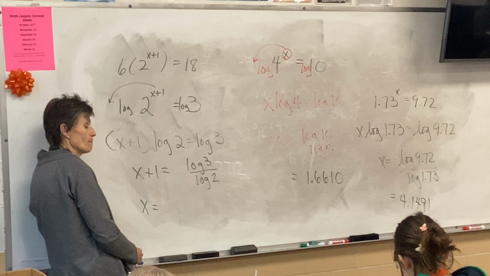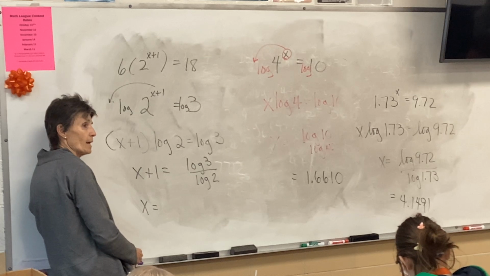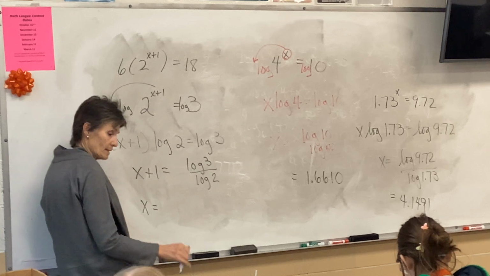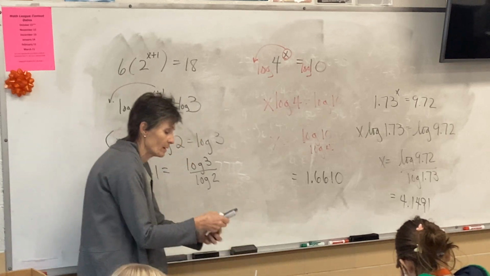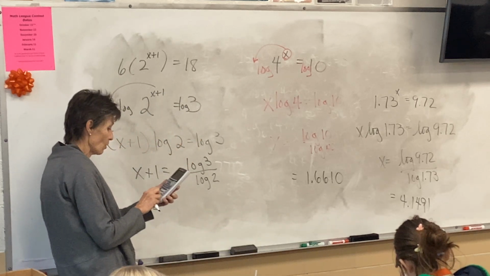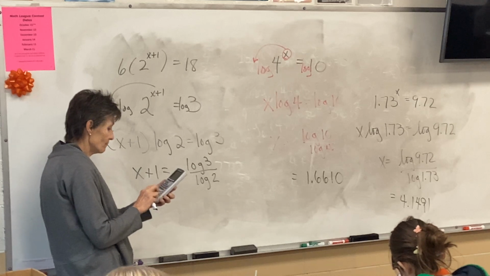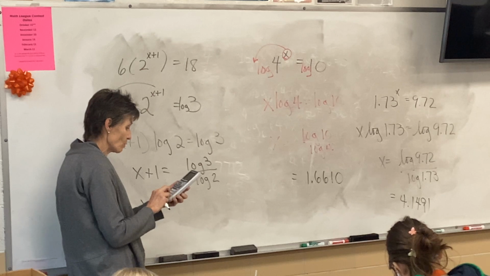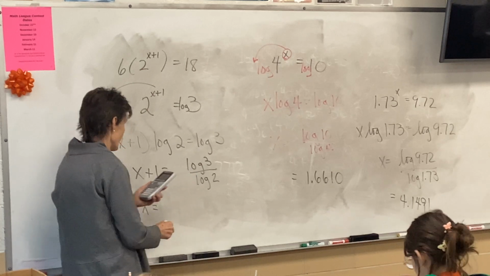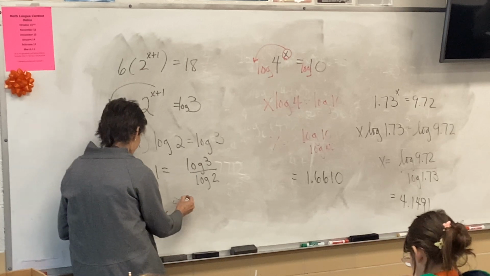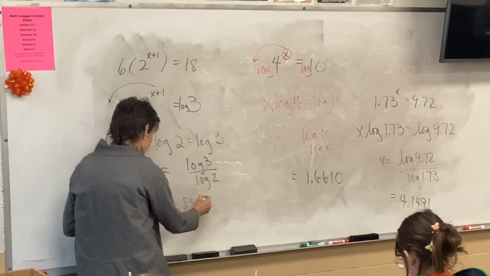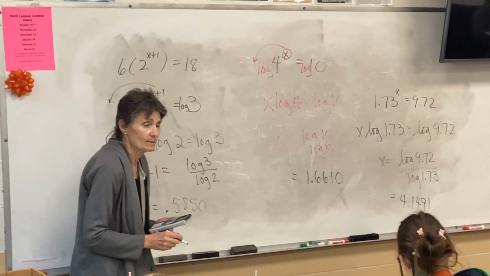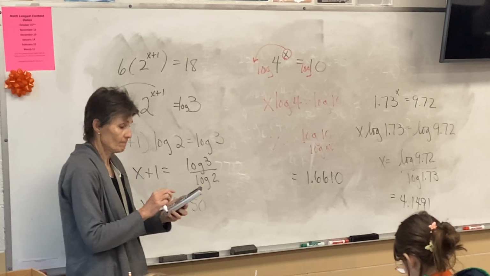Be careful. And then what? Subtract 1. That's right. So I'm going to go to my calculator and see what I come up with. I'm going to take log 3 divided by log 2 and then subtract 1. .5850. How's that sound? Good?